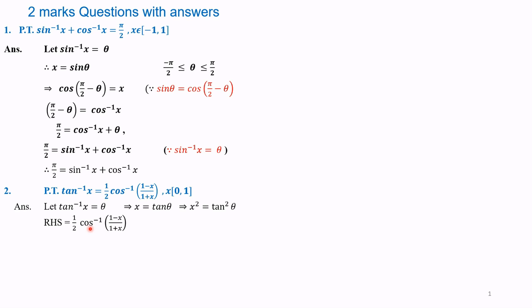The right hand side of the problem is half of cos inverse of 1 minus x over 1 plus x. Therefore, we have put x equal to tan square theta, so it is half of cos inverse of 1 minus tan square theta divided by 1 plus tan square theta. Therefore, this relationship 1 minus tan squared theta divided by 1 plus tan squared theta can be written as cos 2 theta, from the knowledge of our trigonometry. Therefore, half of 2 theta will be equal to theta, that is equal to tan inverse of root x, that is the left hand side.